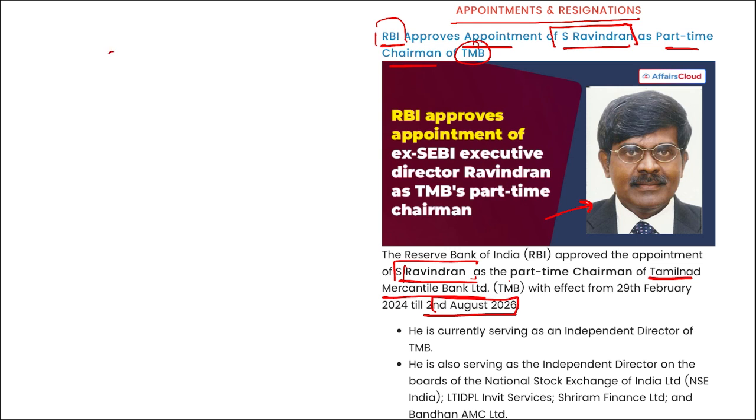Then if we talk about Tamil Nadu Mercantile Bank, who is the managing director and CEO? S. Krishnan. Headquarters is in Tamil Nadu, and there is a tagline for this bank that you can remember: be a step ahead of life. I repeat, be a step ahead of life.